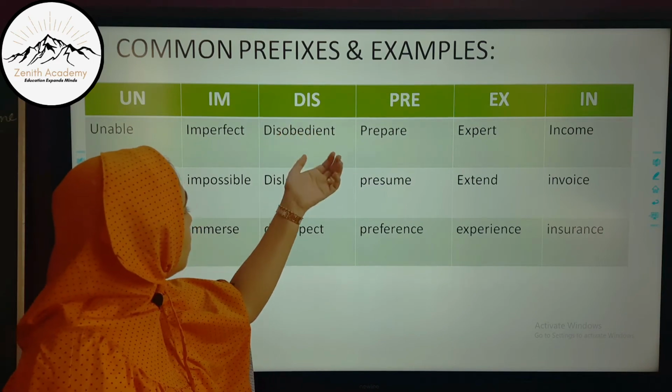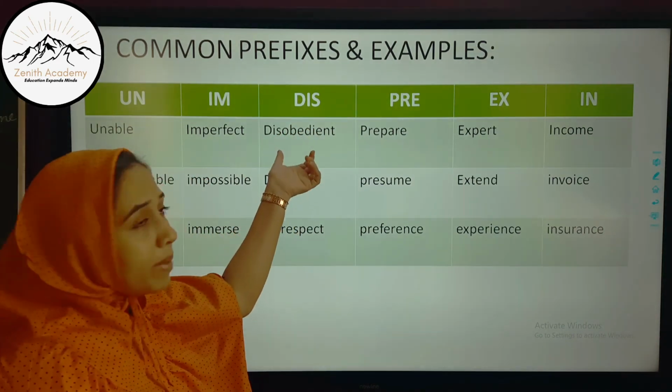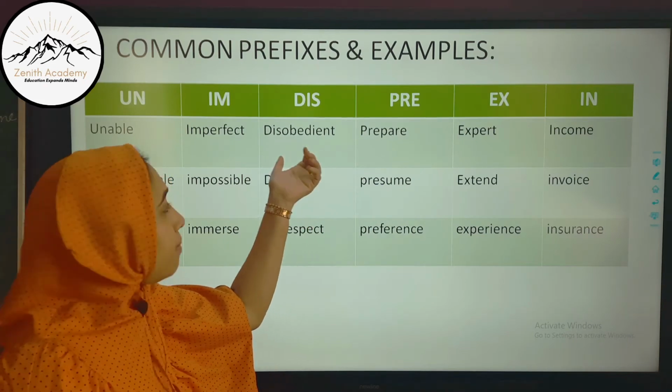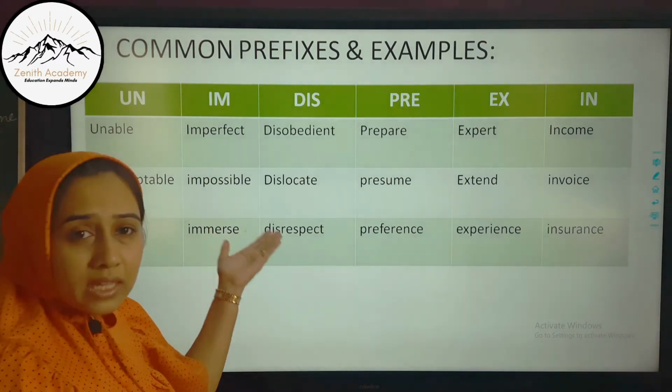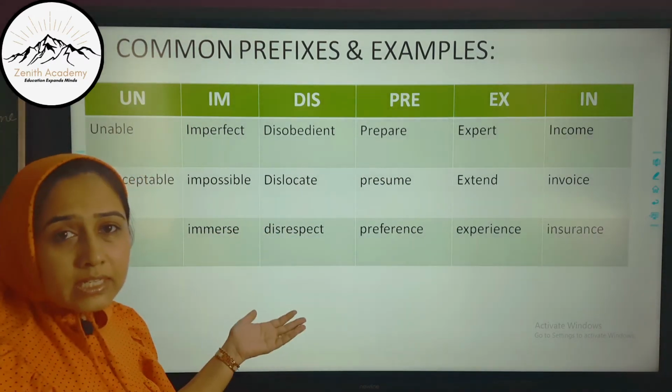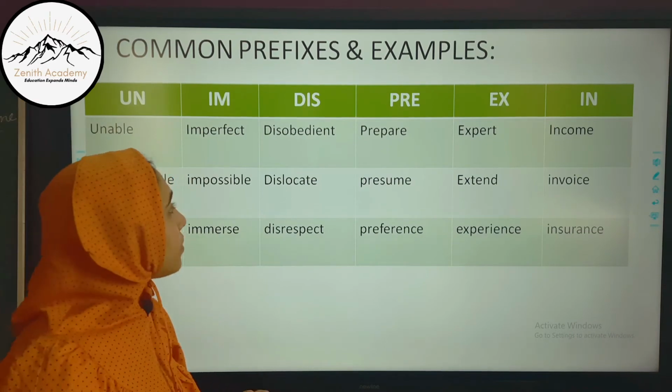Now dis also makes antonyms. For example, obedient, a free stem root word, disobedient. Locate, dislocate, respect, disrespect. So here all three words are free stem root words.